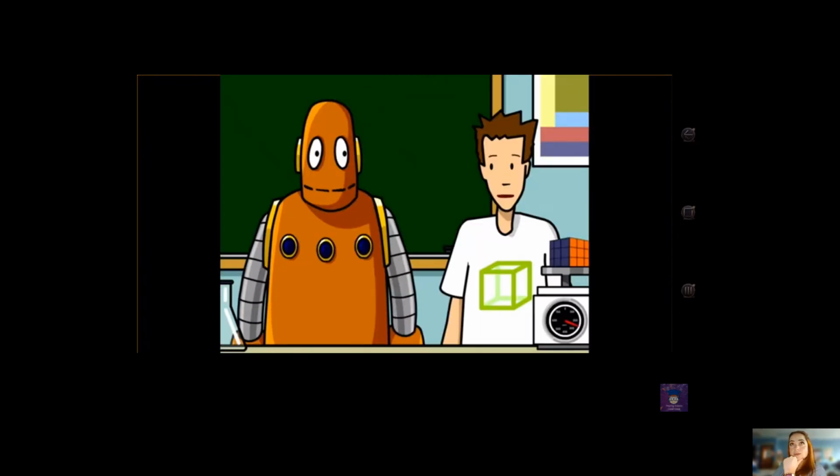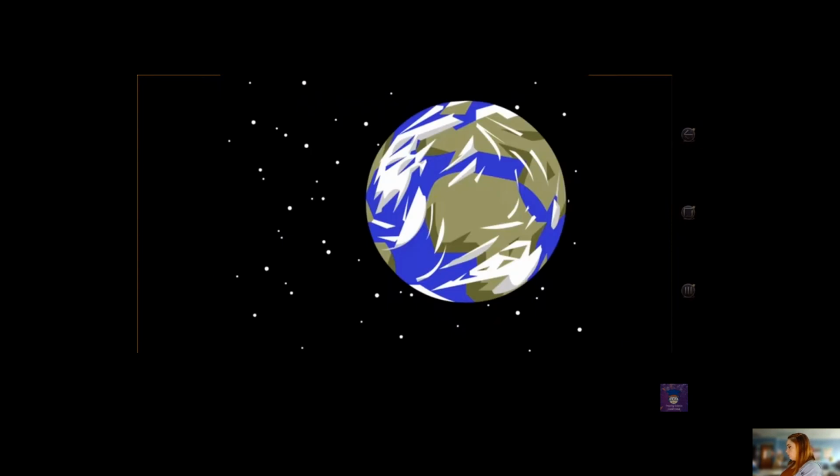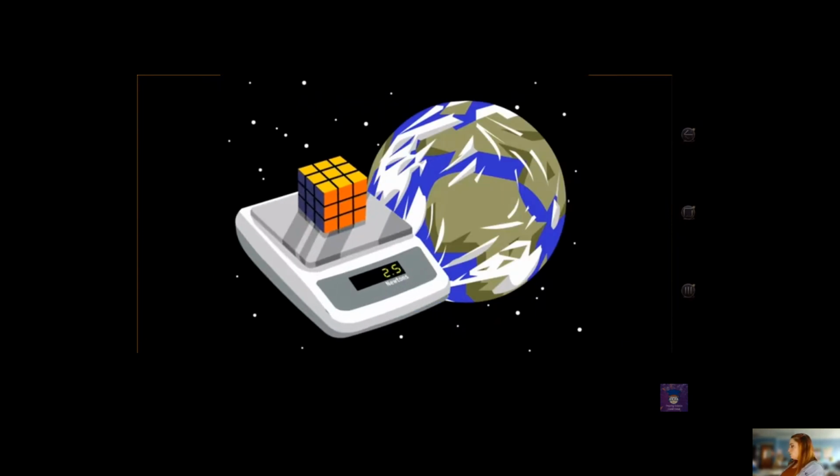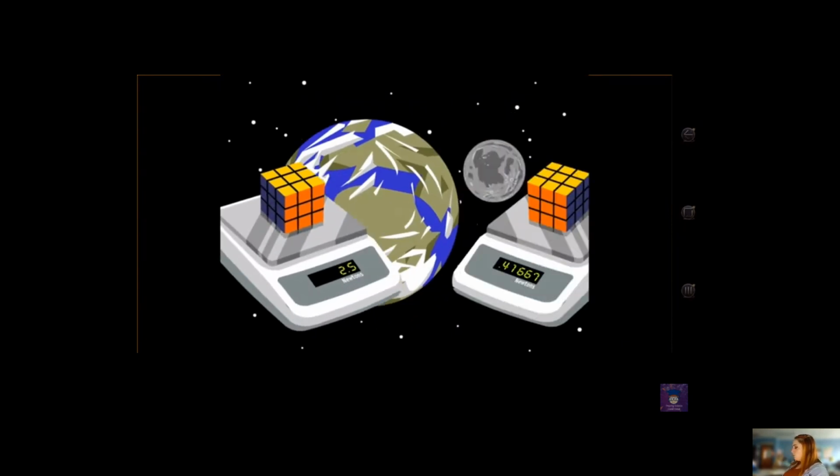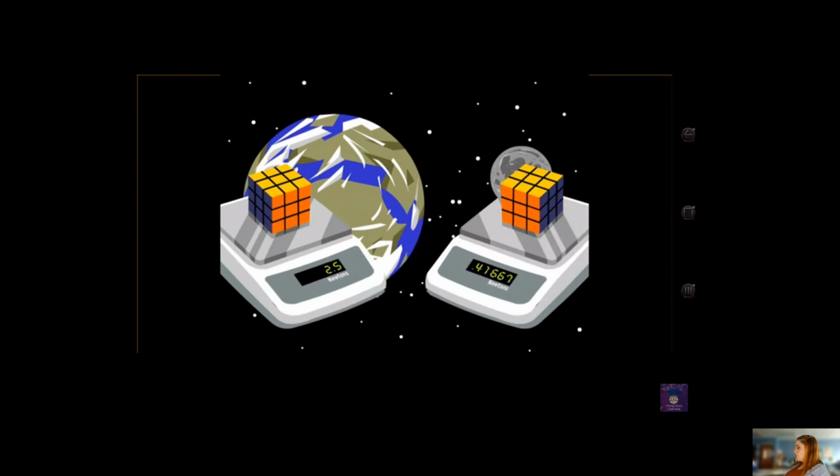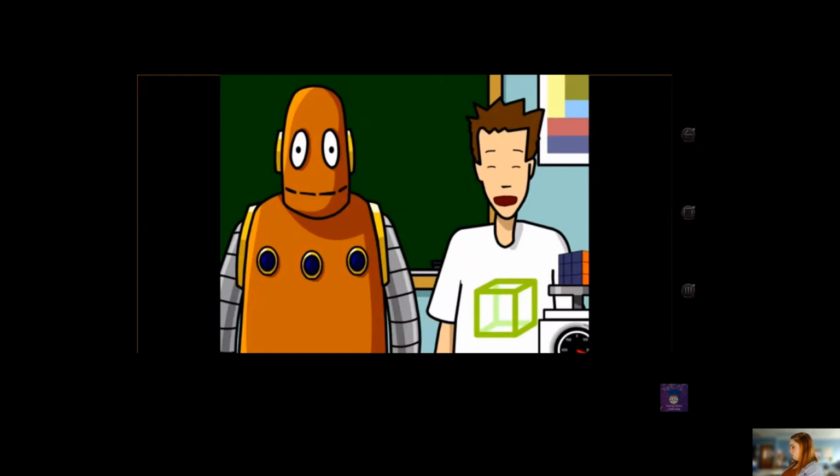Well, weight is different from mass. Weight is actually a measure of the effect gravity has on an object, and it's measured in newtons, not in grams. For example, on Earth, this cube weighs 2.5 newtons, but on the Moon, where the gravity is only 1/6 as strong as Earth's gravity, the cube only weighs 1/6 as much. No matter where it is, though, the cube's mass is always the same, 250 grams.